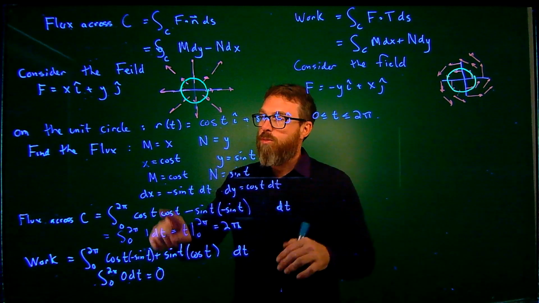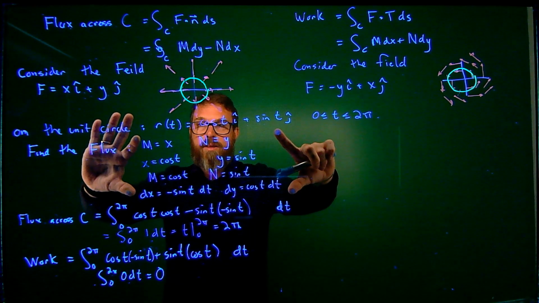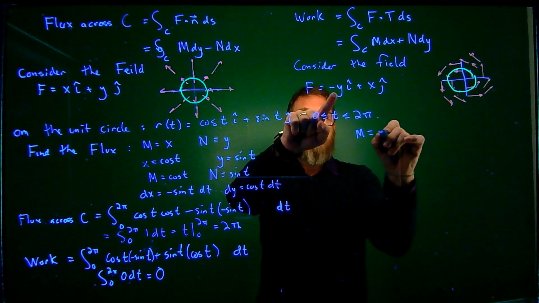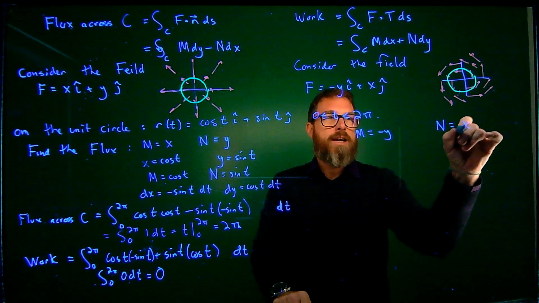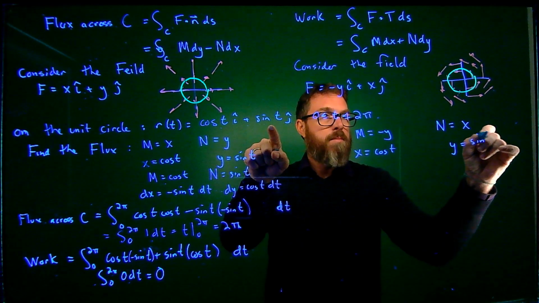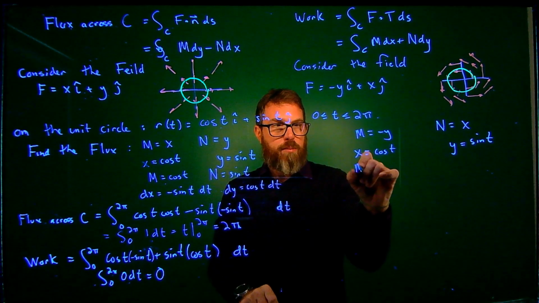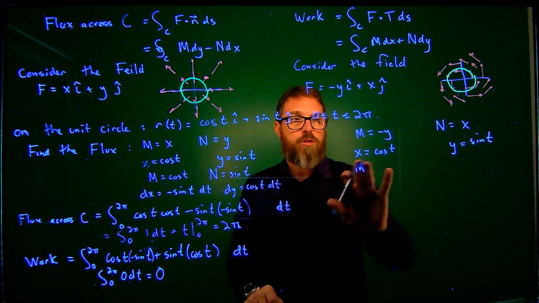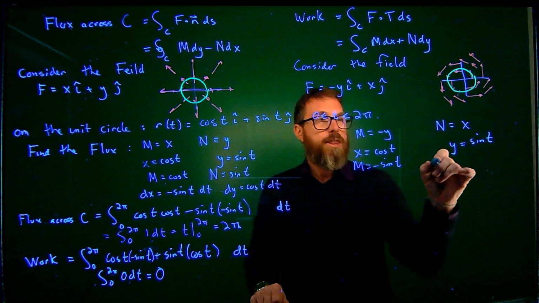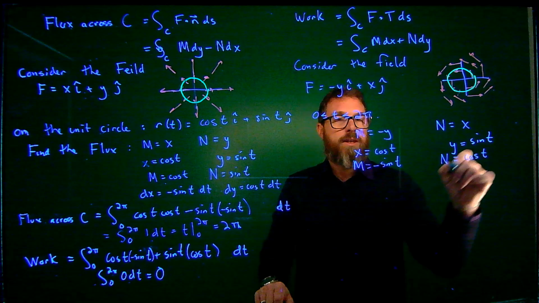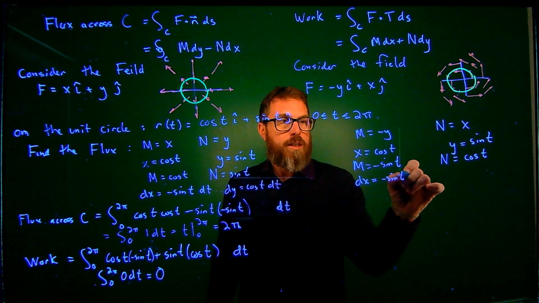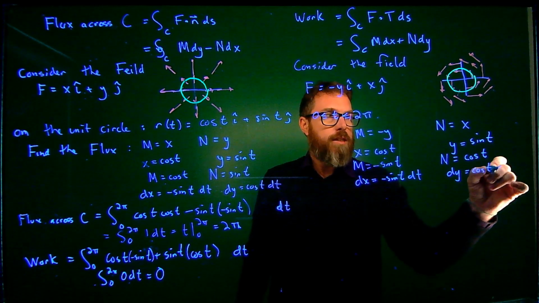What's nice about this is we could use all these same things. Oh, we don't. That's too bad. But we get close. So let's do it over here. M in this case is going to be equal to minus y. N is going to be equal to x this time. Now remember, our curve is still x equals the cosine of t, and y equals the sine of t. Evaluating the field at this curve means I have to plug in these values. For m, I have to plug in y, so m is minus the sine of t. And for n, I have to plug in x, which is the cosine of t. Now dx is going to be minus sine of t dt, and dy is going to be cosine of t dt.